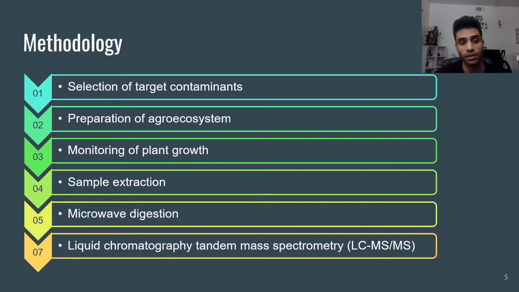Methodology includes selection of target contaminants, preparation of agroecosystem, monitoring of plant growth, sample extraction, microwave digestion, and then liquid chromatography, tandem mass spectrometry.